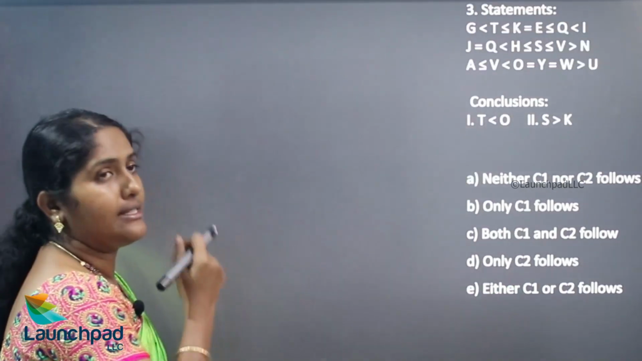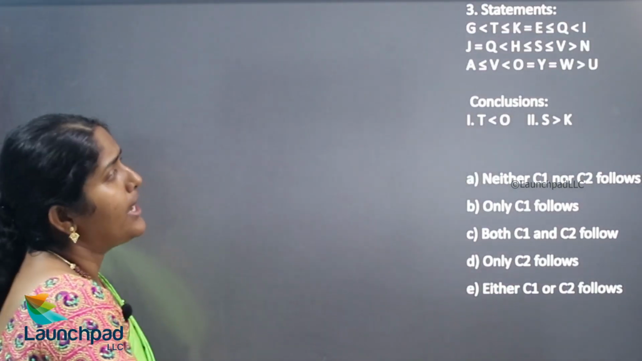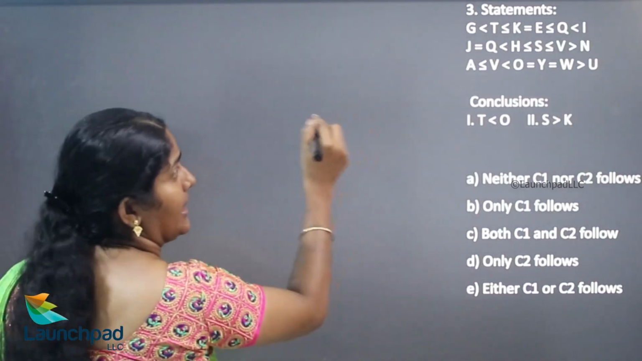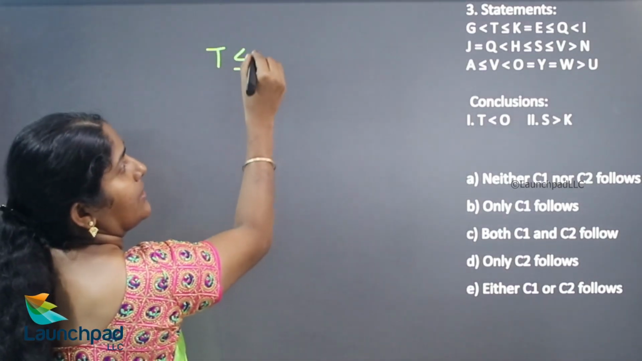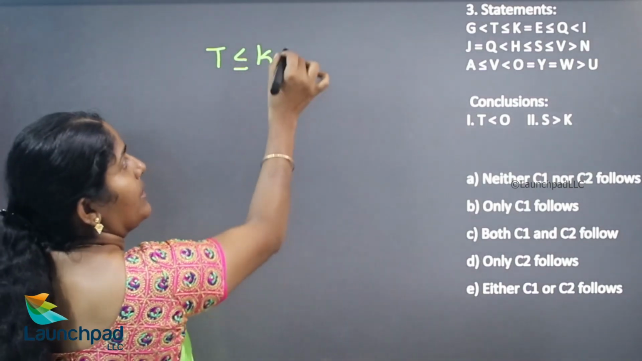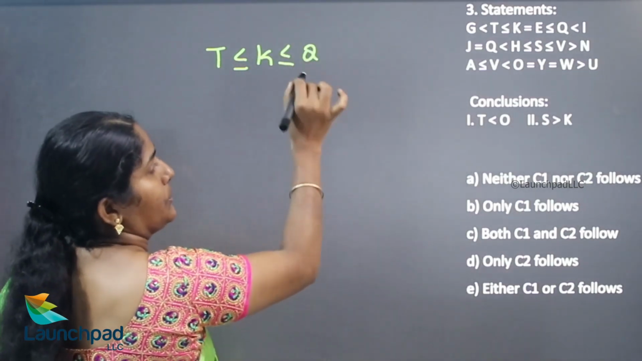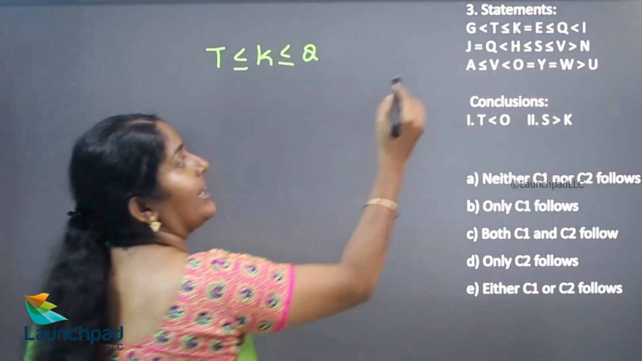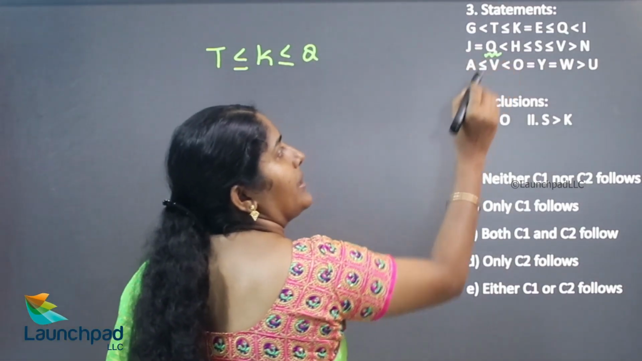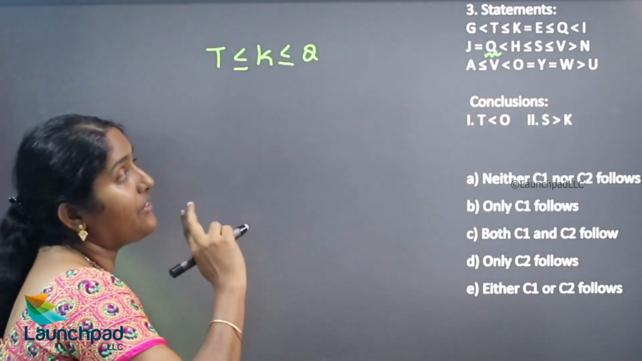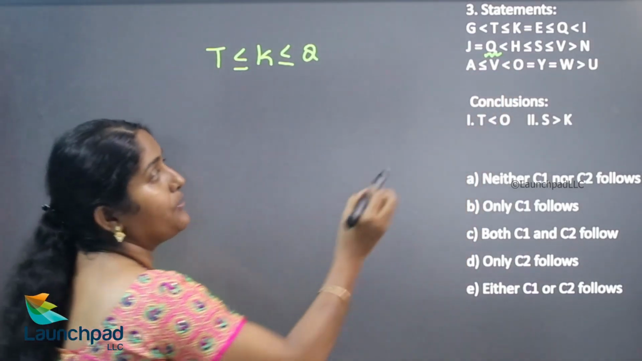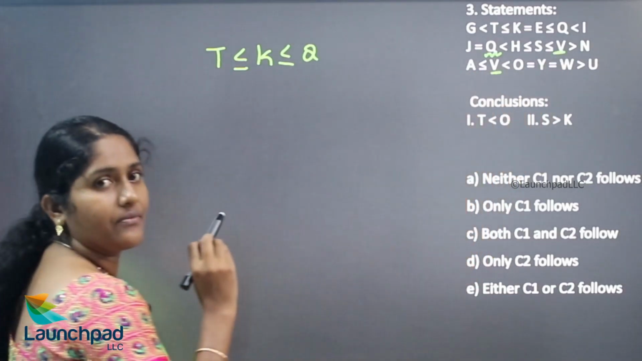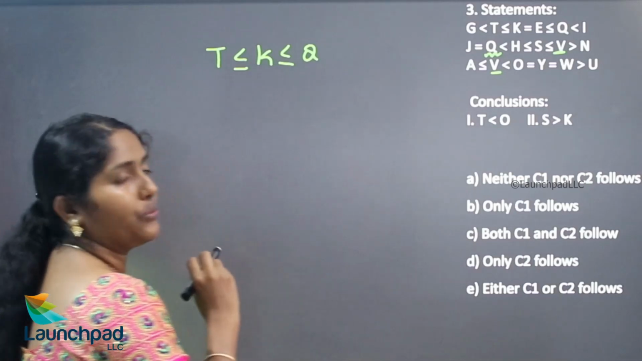Here there are 3 statements given in the question. T less than O, S greater than K. Here I can take T is less than or equal to K. Now K is less than or equal to Q. Q is started in your second statement. By means of connecting the common term Q, V, two variables, then only I can compare with O.